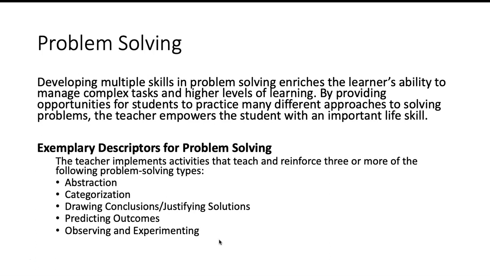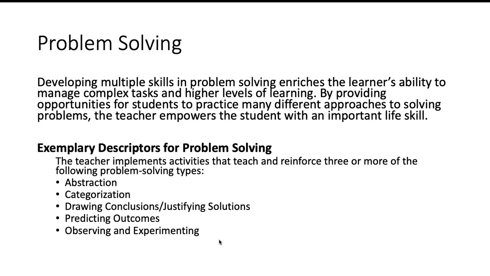So examples of a teacher who would score a 4 or a 5 on the rubric in this section is the teacher implements activities that teach and reinforce 3 or more of the following problem-solving types. Now I know what you're thinking. Hollander, I have 50 minutes to teach. You're going to come observe me, and I need them to see 3 or more of these things. It's okay if we don't. I understand that during a unit you might do 3 or more of these. So these are abstraction, categorization, drawing conclusions or justifying solutions, predicting outcomes, and observing and experimenting.